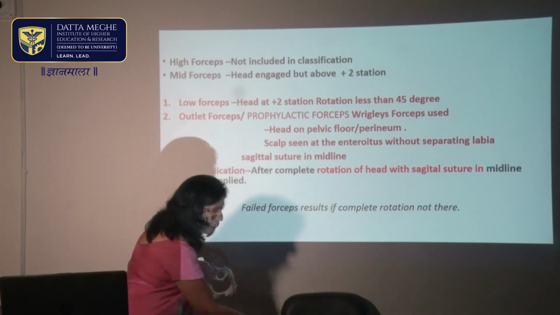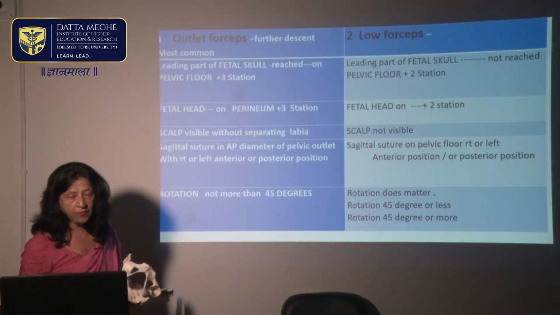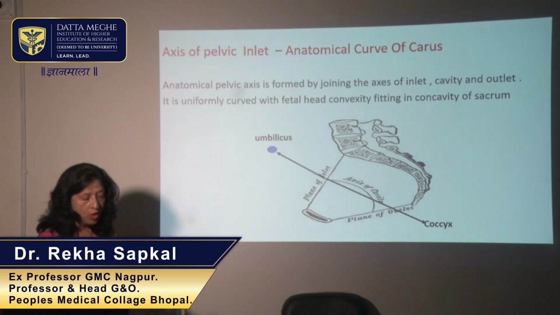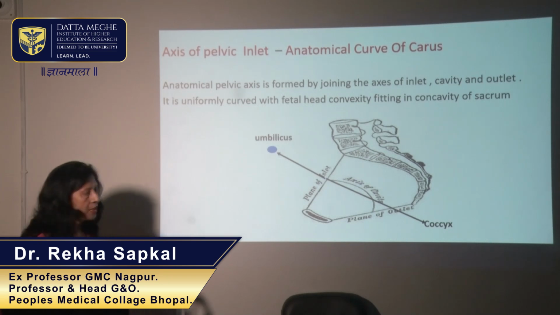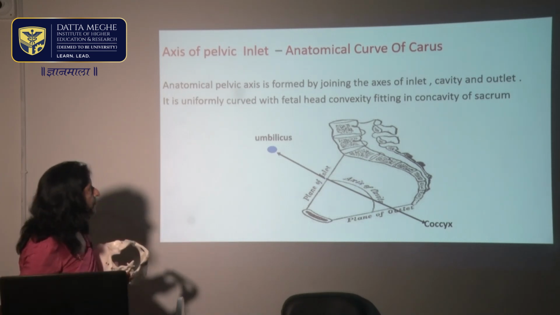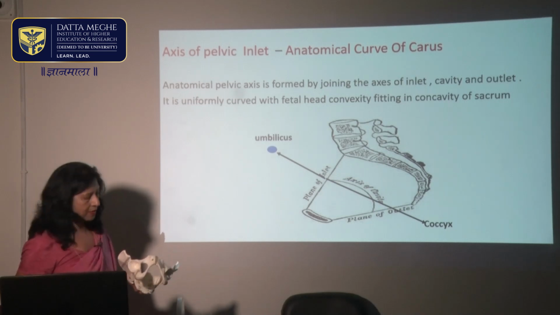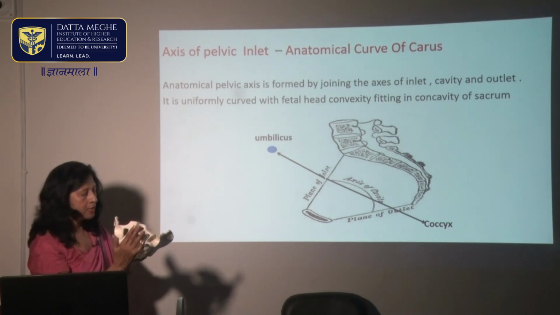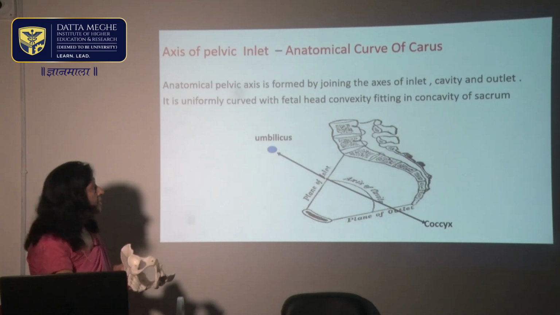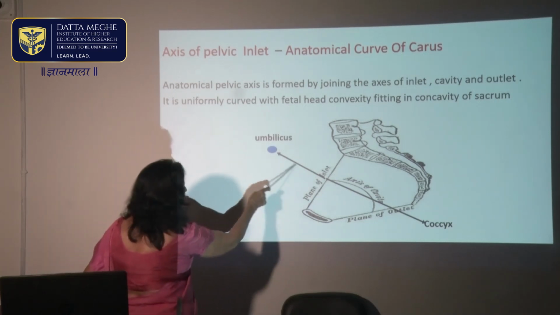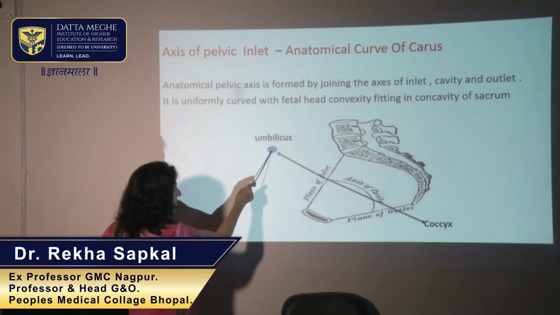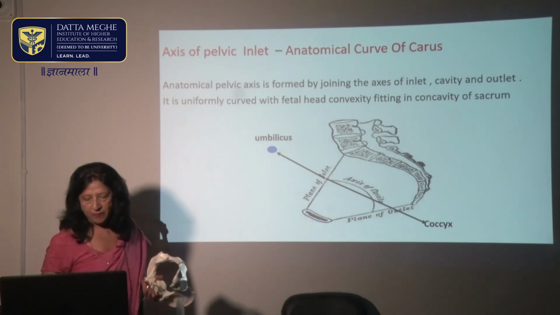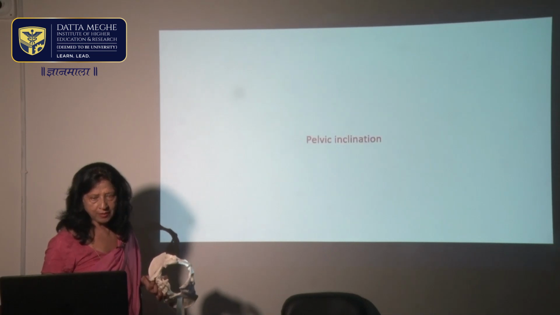So, this is 45 degrees short of rotation, this is complete rotation. Okay. Now, in these cases, accordingly we define the forceps application and the pelvic axis. It is not that significant, but this terminology is confusing for MCQs. Okay. So, what is this pelvic axis? It is the anatomical axis. There is the plane of inlet, plane of greatest pelvic dimension, plane of least pelvic dimension, and plane of outlet. The perpendicular drawn from the center of the pelvic inlet, if it is drawn forward, crosses the umbilicus. If it is drawn behind, it crosses the coccyx. That is the axis of the pelvic cavity. It is an anatomical landmark. It has no significance like that.